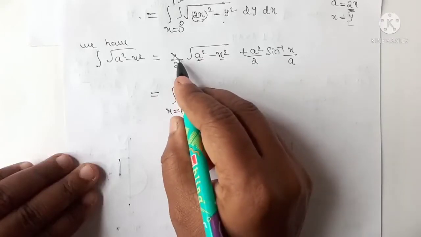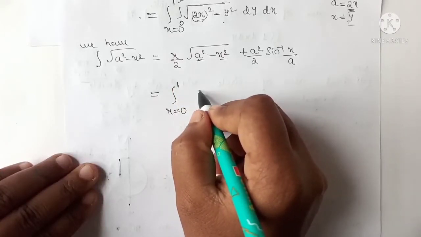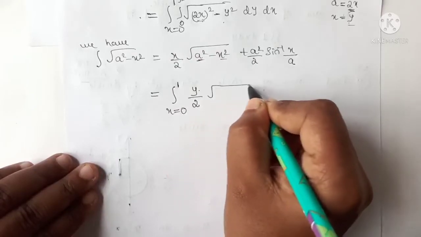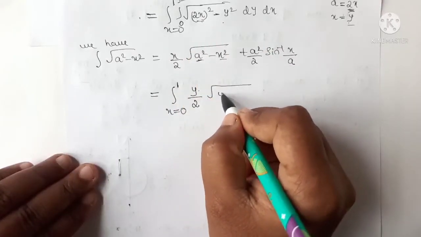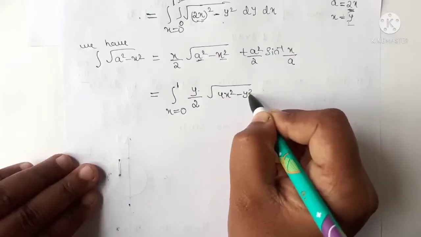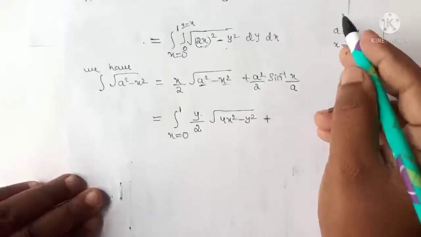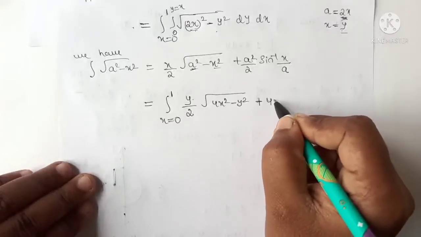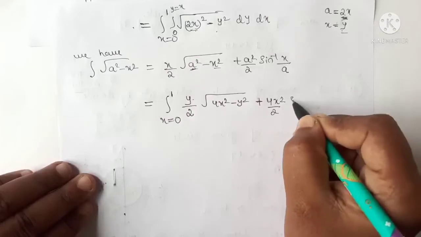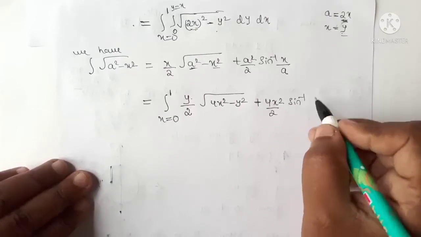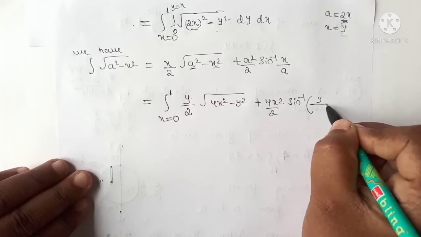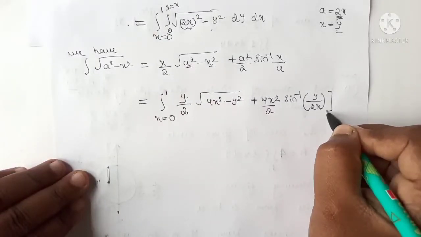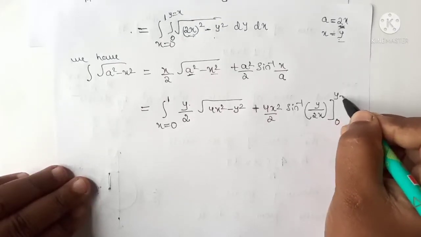So x by 2 means it is y by 2. The square root we keep 4x square minus y square as it is. Plus a square by 2, that is 2x whole square, 2 square is 4 and x square as it is, divided by 2, sine inverse of x by a. Here in this case x means y, a means 2x, and the limits are y equals 0 to y equals x.